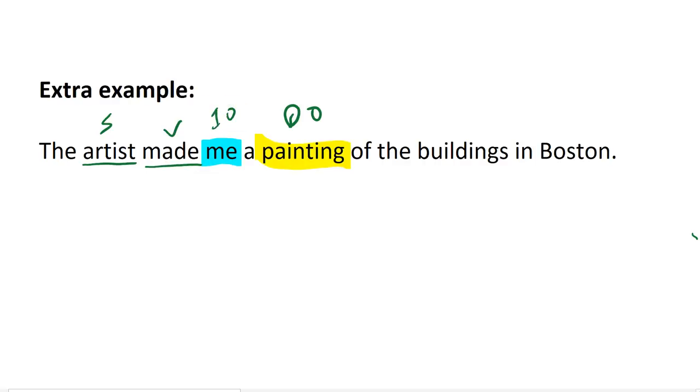And the question is, what about the rest of the sentence? Well, be careful, because it was all a bunch of prep phrases. Of the buildings, and then in Boston. Of is a preposition, in's a preposition. Buildings is your object of the preposition. Boston is your object of the preposition.